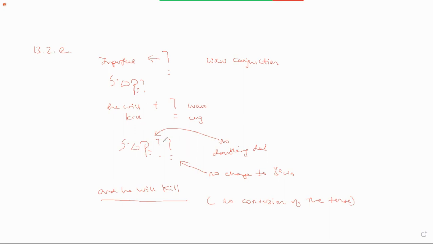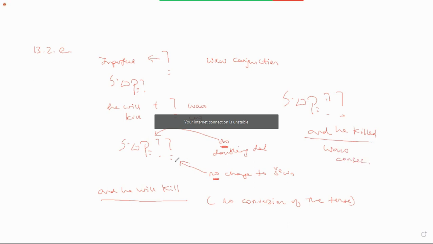Okay, and because it doesn't convert, two things don't happen. There is no doubling dot and there's no change to the shwa. It is just simply appending the vowel prefix to the imperfect, not with the doubling. Okay, compare this. Because this is a vowel consecutive, this one is different, and this is not a vowel consecutive, it's just a vowel conjunction, and it still remains a future, and he will kill. See the difference between these two, very tricky.